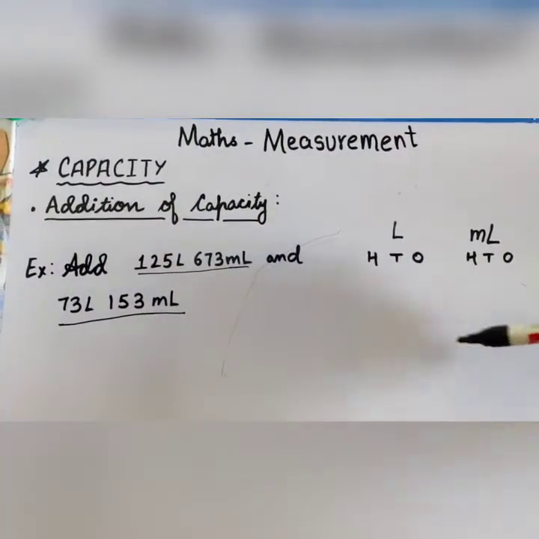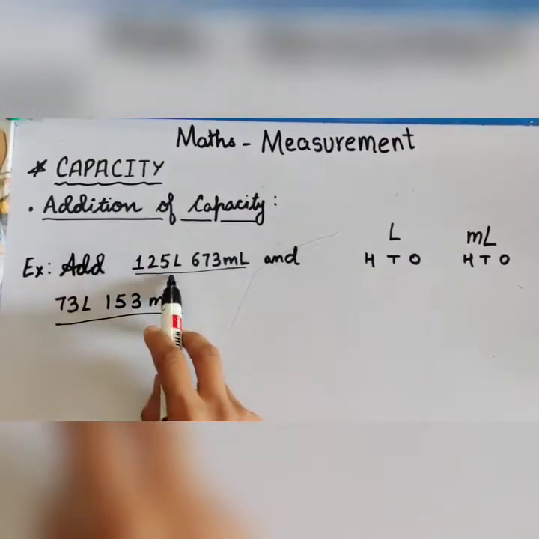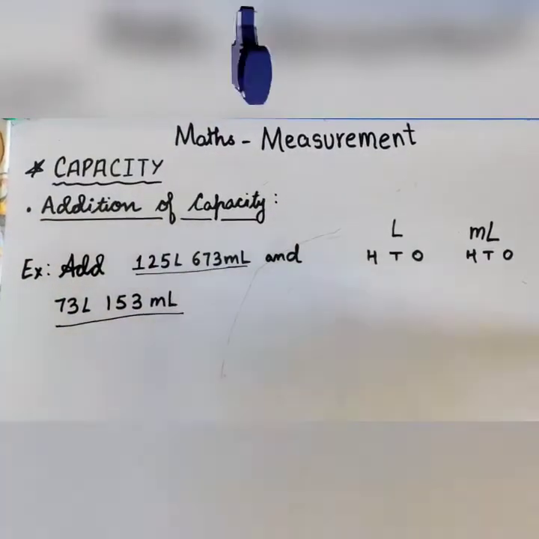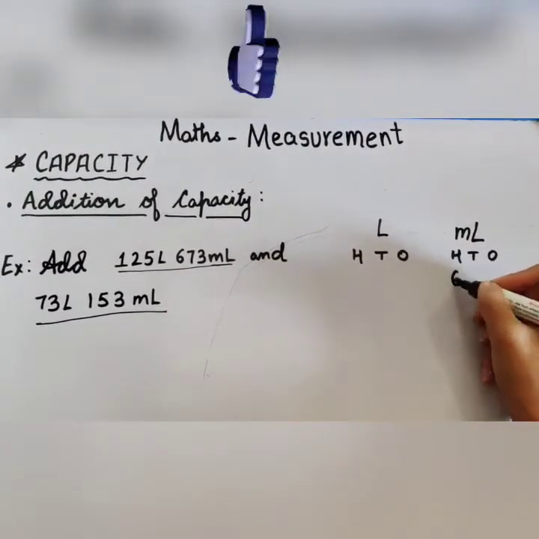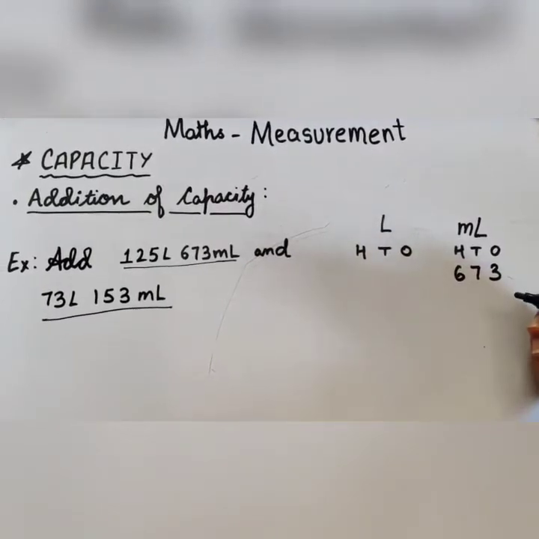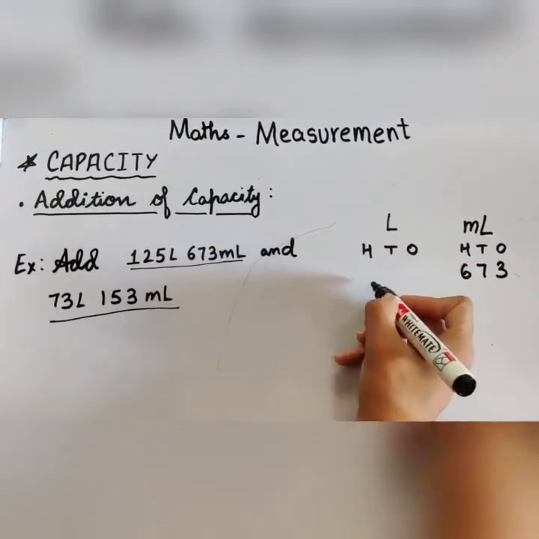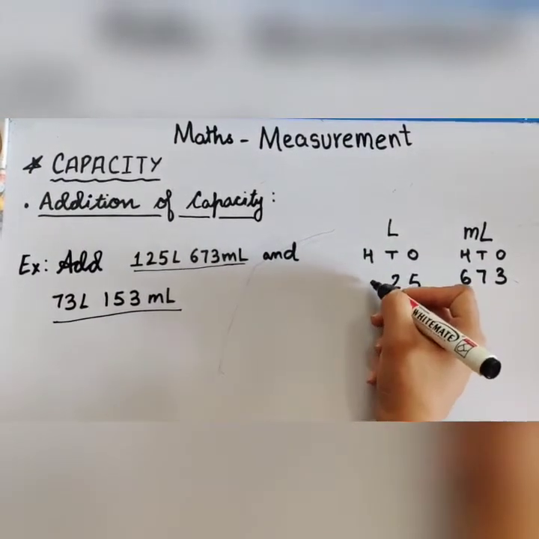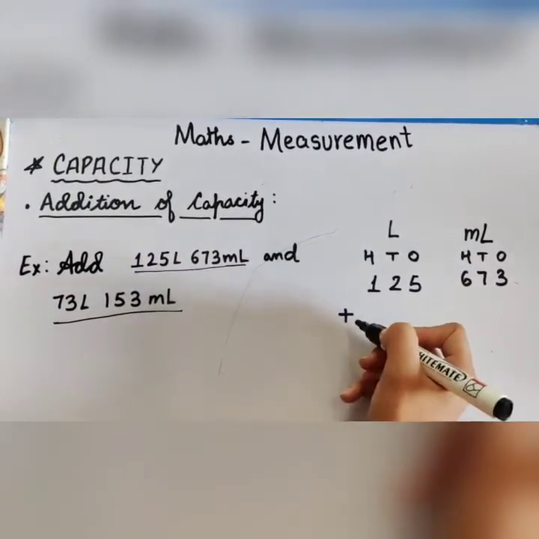Now we will write the numbers in these columns. Our first number is 125 liter 673 milliliter. First we will write the milliliter numbers. So 6 will come in the hundreds column, 7 in tens and 3 in ones column. This is the number of milliliter. Then it is 125 here. So 5 at ones place, 2 at tens and 1 at hundreds. Now we will put the sign of addition.